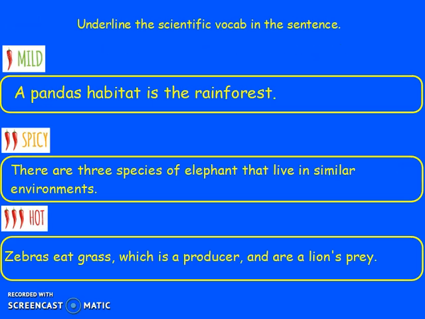So your first challenge is to write out the sentence and then underline the scientific vocab in the sentence. So you'll need to choose your challenge, write out the sentence, and then you can underline the vocab. So pause the video so you can have a go.